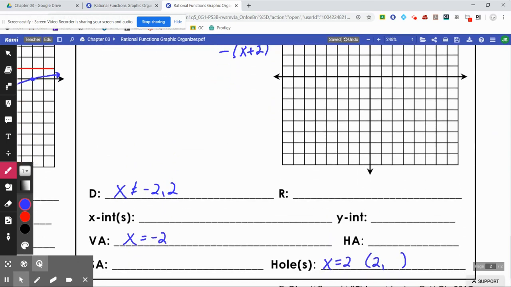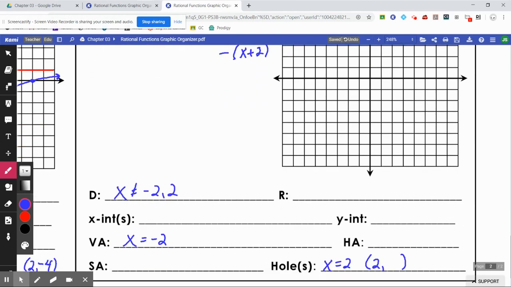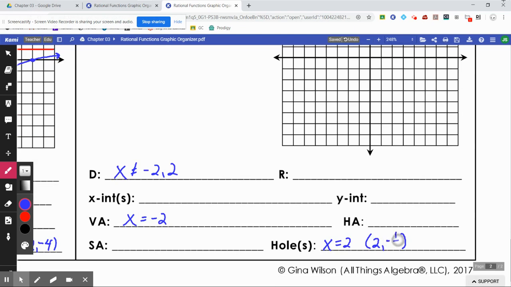And to actually find the location of the hole, we now plug in 2. And on top, that'll be 2 times 1, which is 2. On bottom, you have negative 4. So that's going to be 2 comma negative 1/2 when you reduce it.